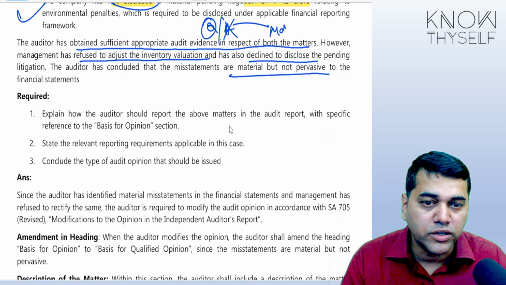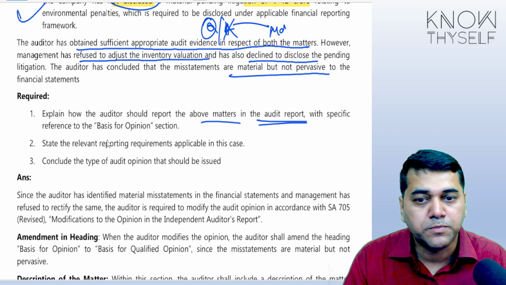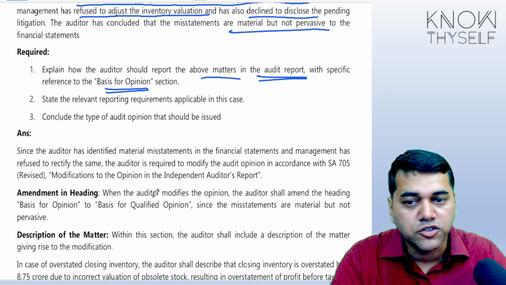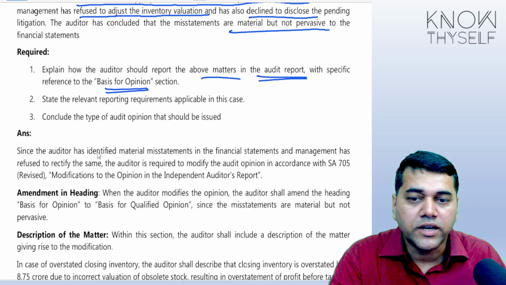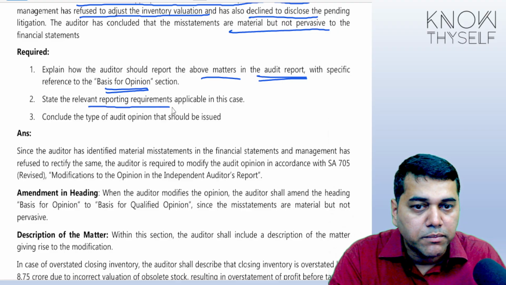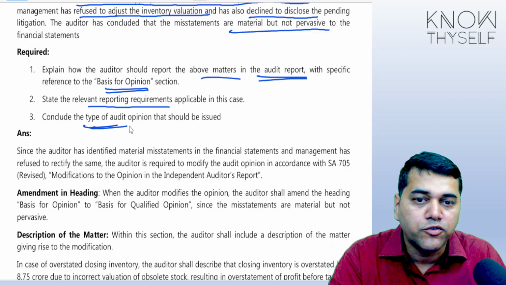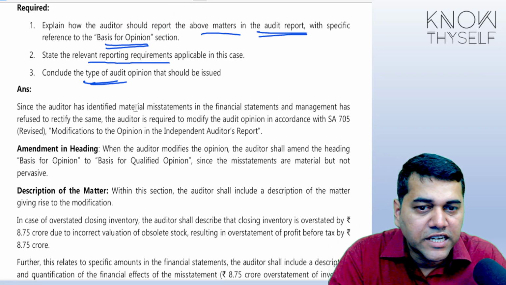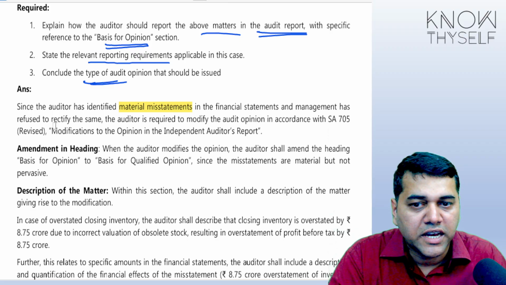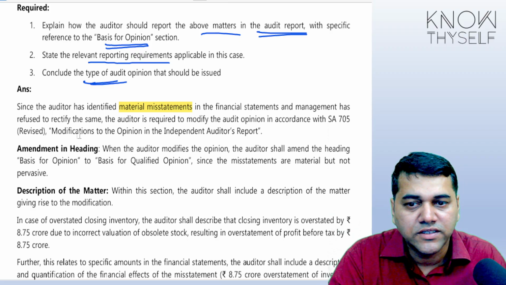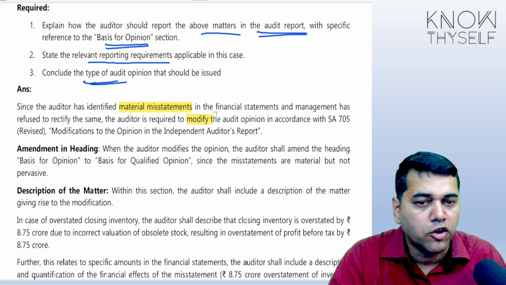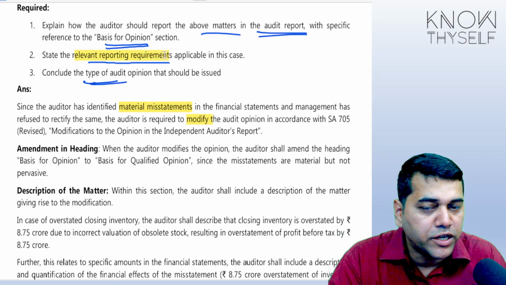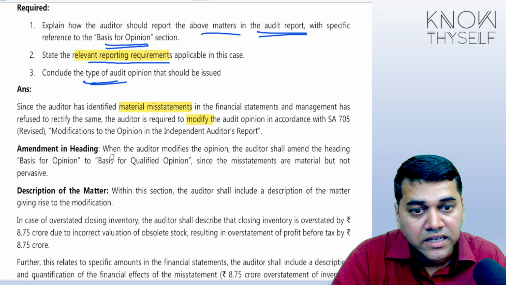Explain how you should report the above matters in the auditor's report with specific reference to basis of opinion. So here you have to tell with specific reference to basis. First of all, state the relevant reporting requirements applicable and conclude the type of opinion that should be issued. Since the auditor has identified material misstatements and management has refused, SA 705 becomes applicable. He has to modify the opinion. So if you are going to modify the opinion, what is the relevant reporting requirement? First, change the heading.